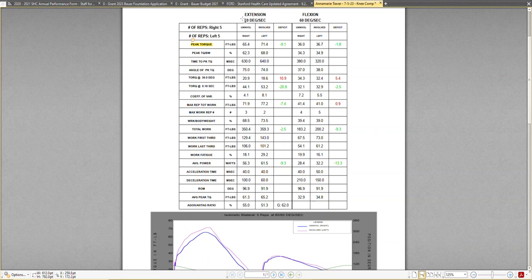In this instance, we have knee extension and knee flexion, and we have 3 columns for each. We have an uninvolved limb and an involved limb. And there's a 10% discrepancy between the two, with the involved limb being slightly superior in this case.